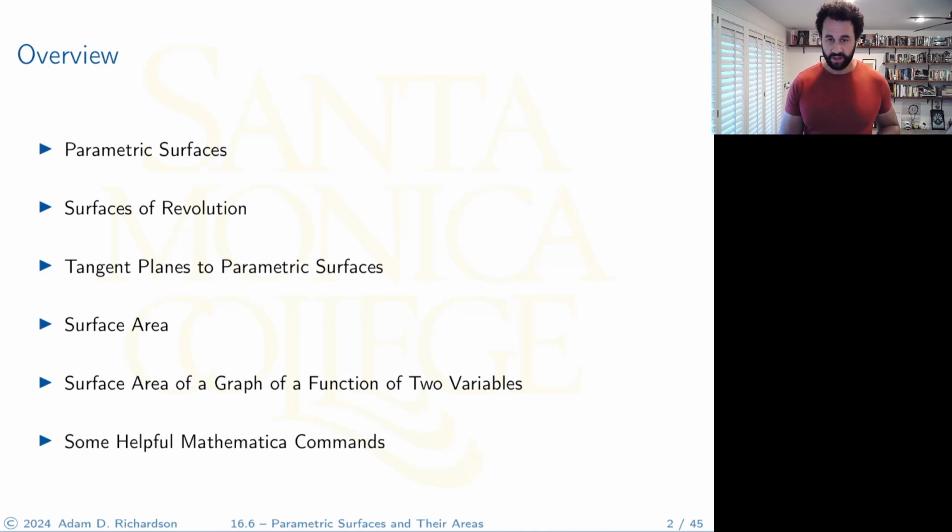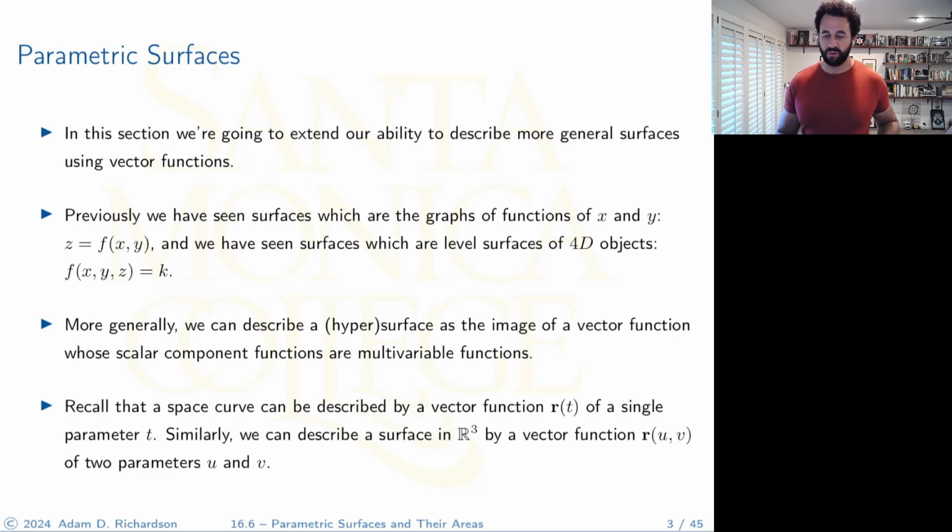Okay, so here's where we're going to begin. What we're going to do is extend our ability to describe more general surfaces using vector functions. That's essentially what this is. We've already seen surfaces that are the graphs of functions of x and y, for example, z equals f of x comma y. We've already seen these types of surfaces. We've also seen surfaces which are level surfaces of 4D objects. You basically just fix this value and then you get a level surface of this three-dimensional function, which is really going to be a surface on a four-dimensional object, or like a single surface, you could say.